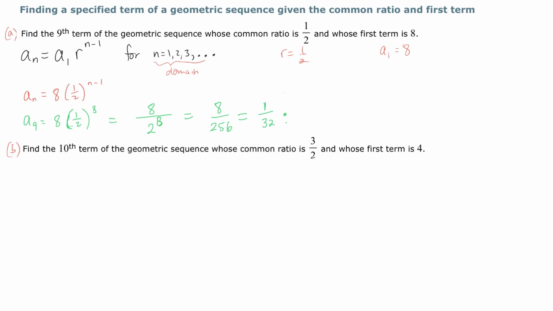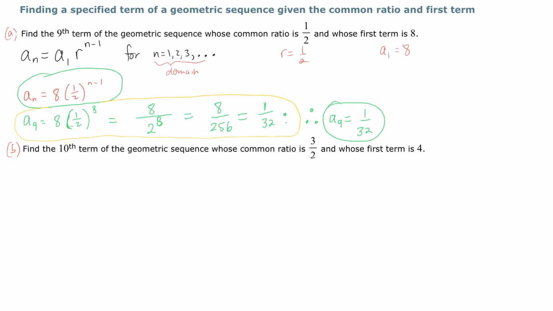I'm going to put a period here. Therefore, a sub 9 is equal to 1 over 32. I'm going to circle this as well. You really should write that. Write your function, or write the geometric sequence. Find the ninth term. Oh, I should circle all the work in between. Might as well just circle everything.